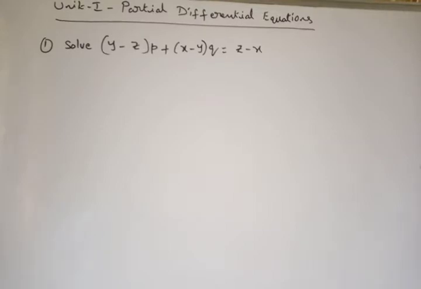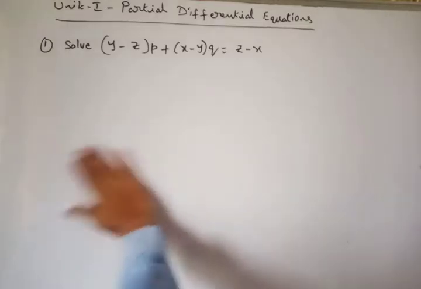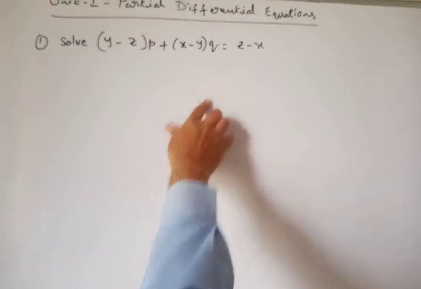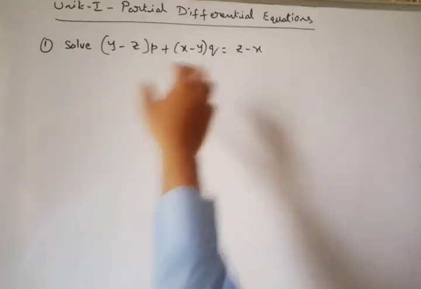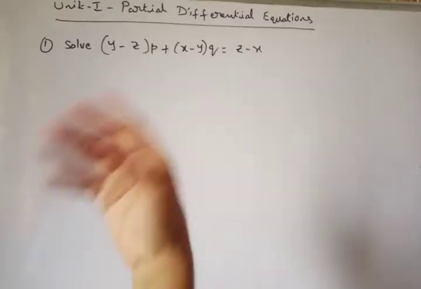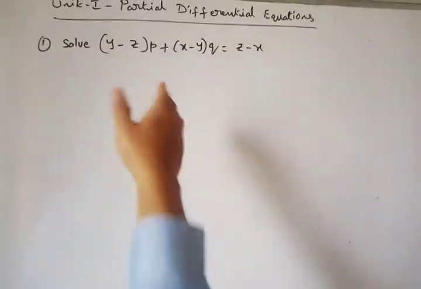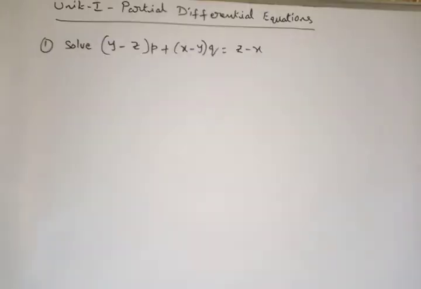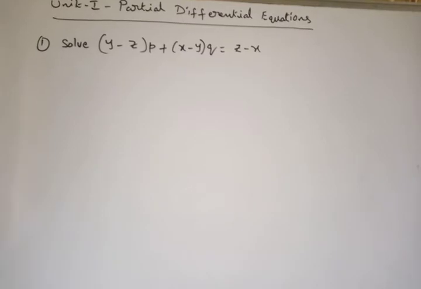See what the problem is asking here. Solve (y minus z) p plus (x minus y) q is equal to z minus x. Remember one thing here: they won't ask you to solve this using Lagrange's method, or any elimination or standard type. They will just say solve. So you need to identify the method and solve with your own thinking.